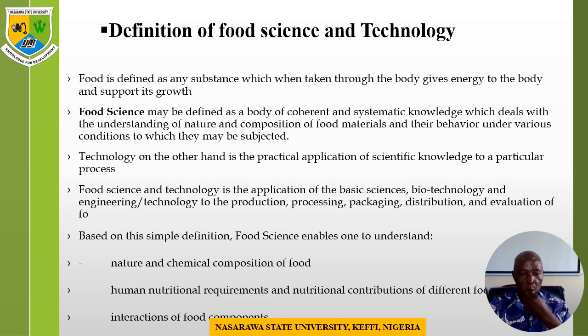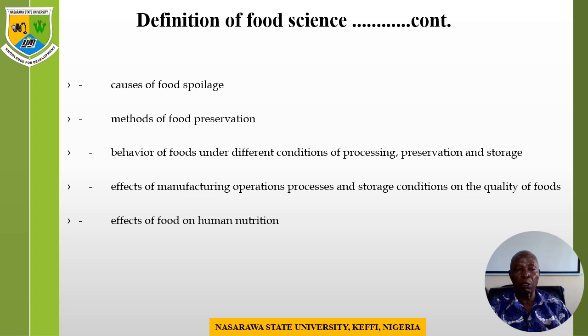Based on this simple definition, food science enables one to understand the nature and composition of food, human nutrition requirements and nutritional conditions, interaction of food components, causes of food spoilage, methods of food preservation, behavior of food under different conditions of processing, preservation and storage, effects of manufacturing operations, processes and storage conditions on the qualities of foods, and the effect of food on human nutrition.